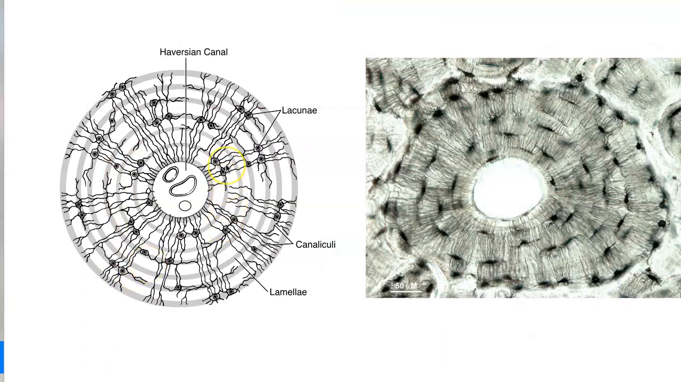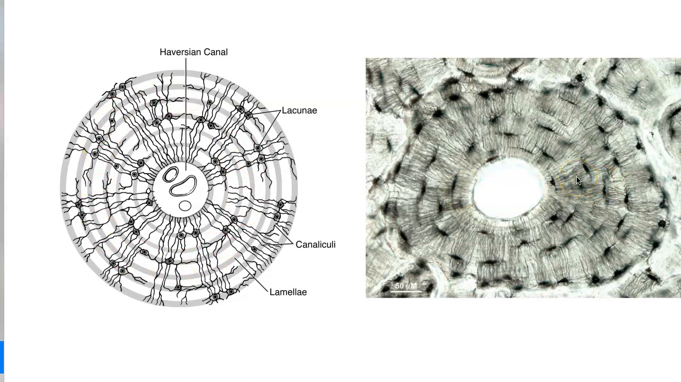Here's another drawing from off the internet. Here is the Central Canal, aka Haversian Canal. This is one osteon. Here is going to be an artery and a vein, and a nerve. That's what's in the Central Canal. These are all the canaliculi, these little black things. Here is showing you the osteocytes in their lacunae. And you can see the rings, the concentric lamellae rings.